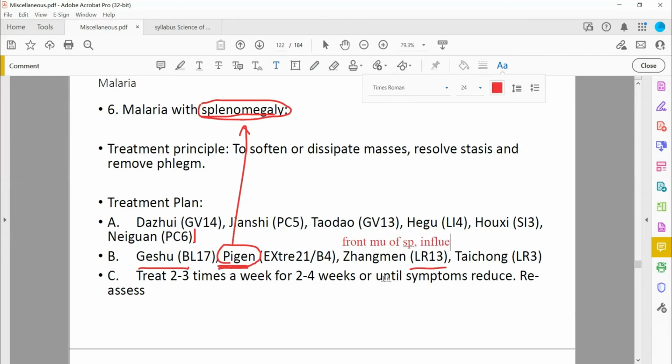And the influential point of zang organs. Yeah, zang organs.